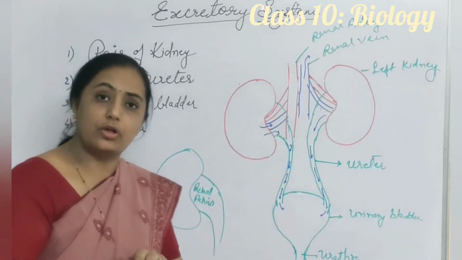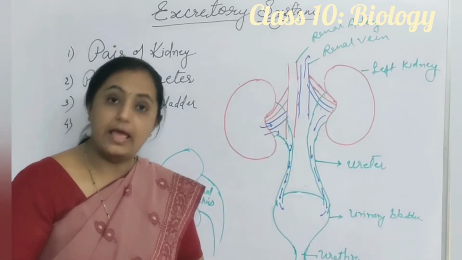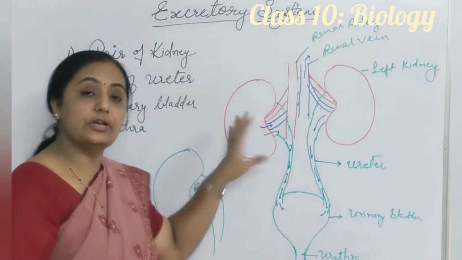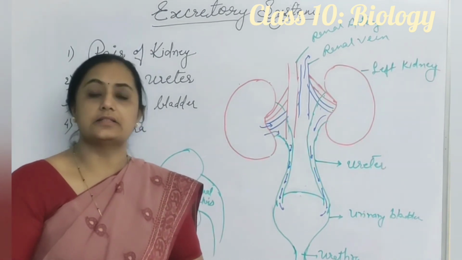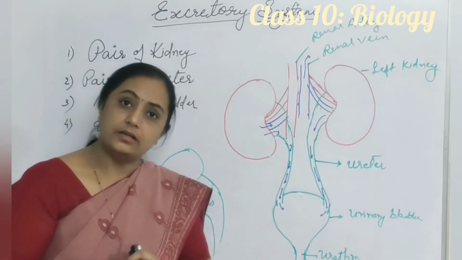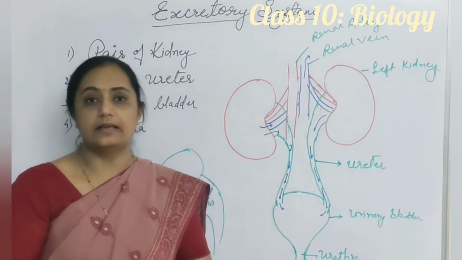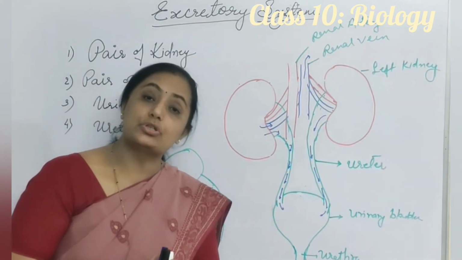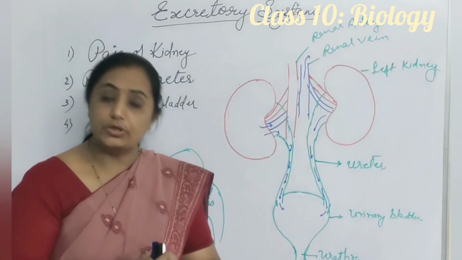What is the basic role of the kidney? The basic role of the kidney is that it helps in filtration of blood as well as osmoregulation. What is osmoregulation? Osmoregulation means maintaining the balance of water and ions in the body. So the kidney helps maintain the water level as well as the ionic level, the balance between water and ionic level in the body. That process is called osmoregulation. So kidneys are helpful for the process of osmoregulation also.